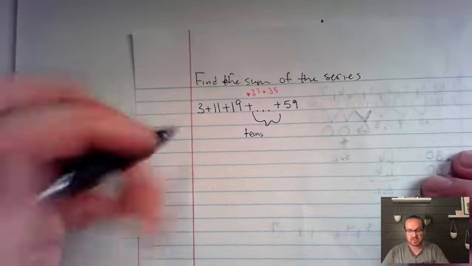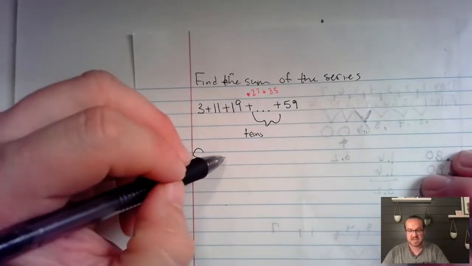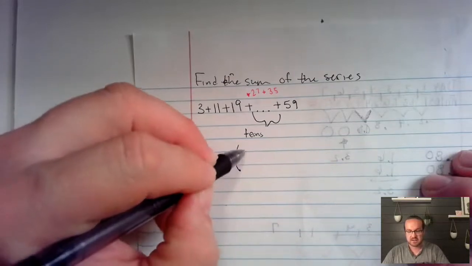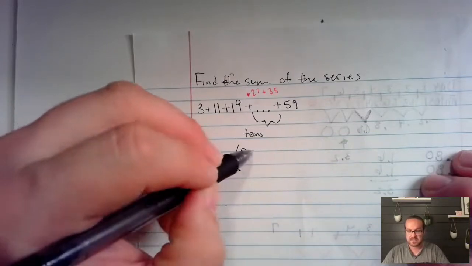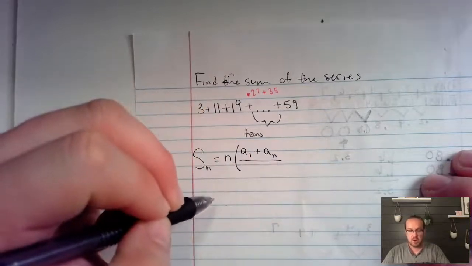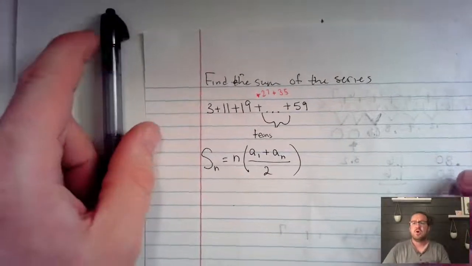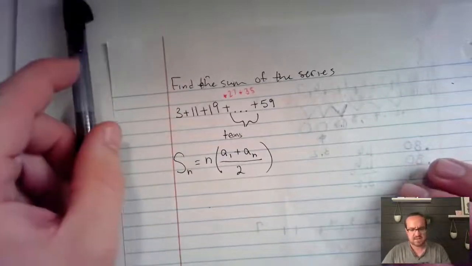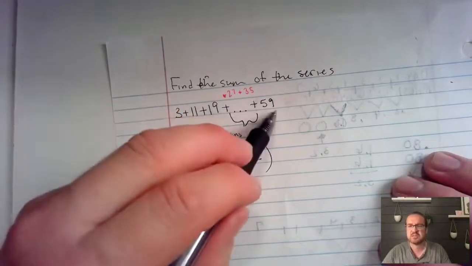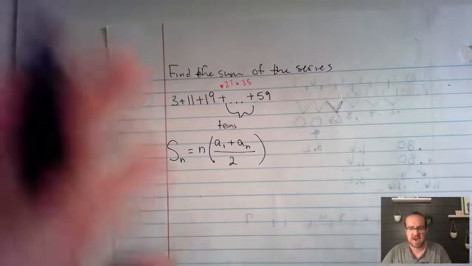So again, here's the formula. The sum of n terms is the same thing as n multiplied by the quantity of a sub 1 plus a sub n all over 2. Okay, let's see if we can figure this out here. We know we're taking the sum, but think about this. We're not sure how many terms are in this pattern. So let's skip n. We'll come back to that.